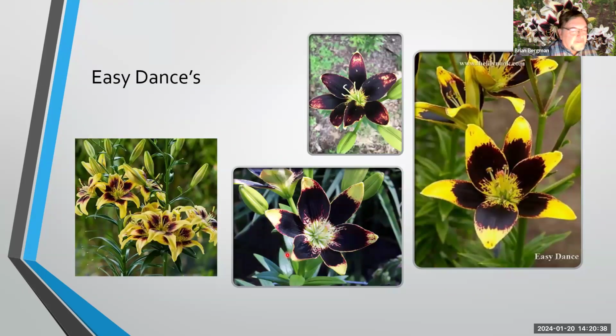Because I have taken out pictures, and these are all Easy Dances. Which one is the true Easy Dance? I don't know.